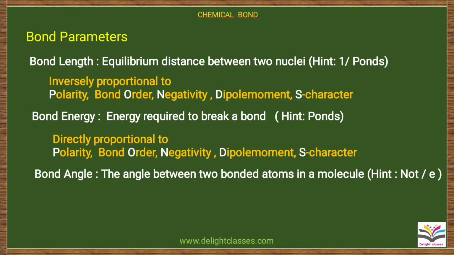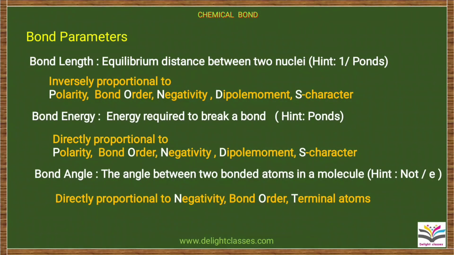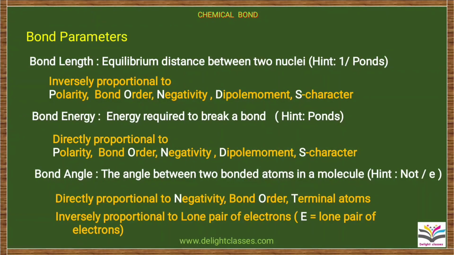Bond angle: the angle between two bonded atoms in a molecule. Hint, note. Directly proportional to electronegativity, bond order, and terminal atoms. Inversely proportional to lone pair of electrons.